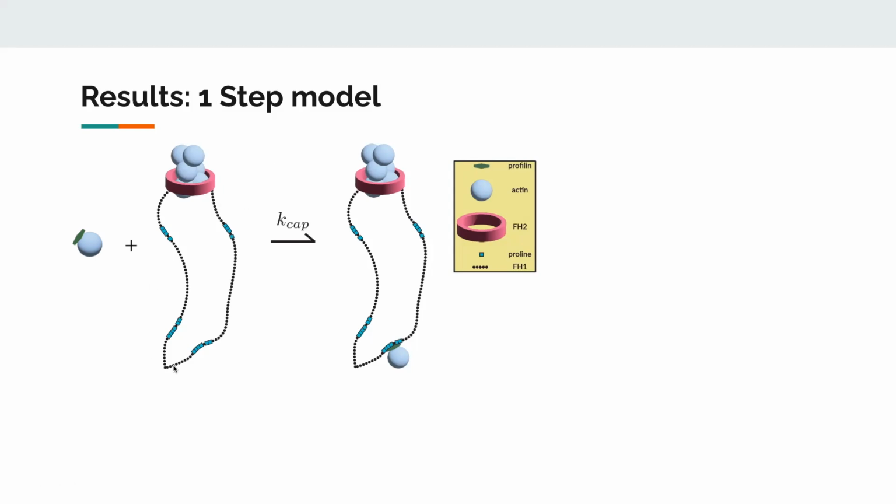I'll begin with a little bit of an overview of the original state of the model. We start with the simplest model, a one-step model, where we use the first step of elongation, which I refer to here as capture, as a proxy for the overall polymerization rate, because literature suggests that this is the rate limiting step.